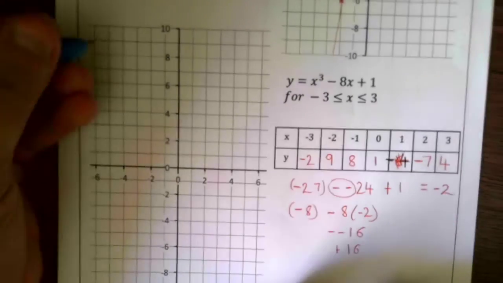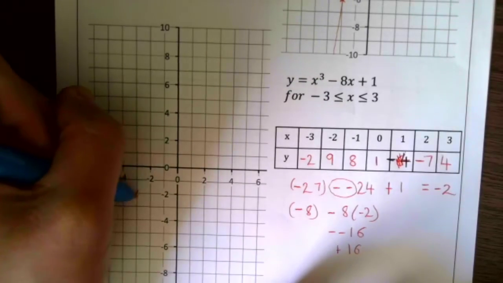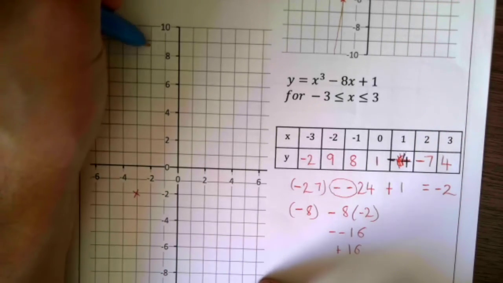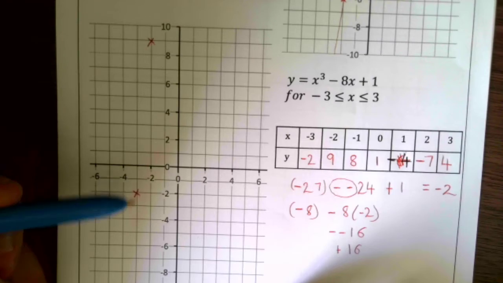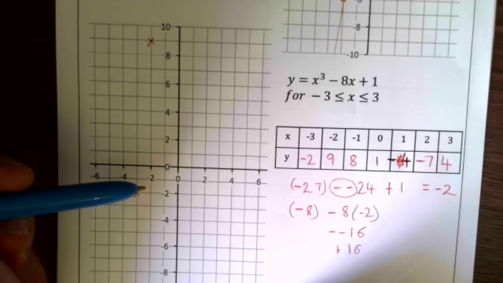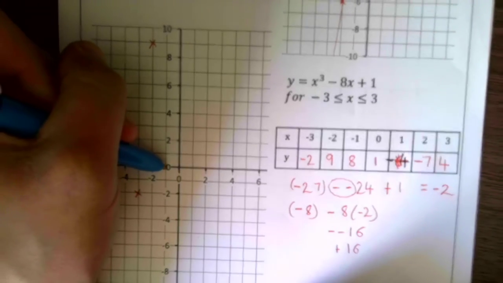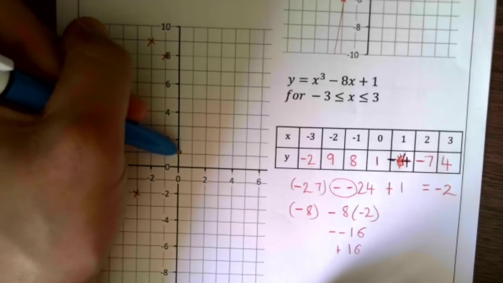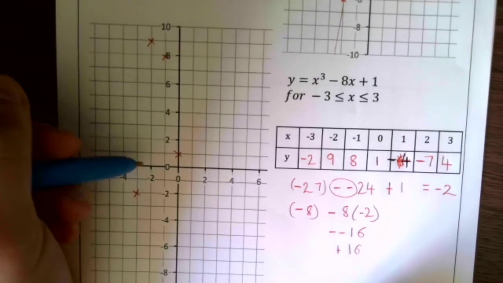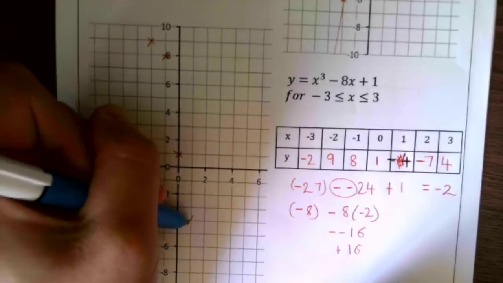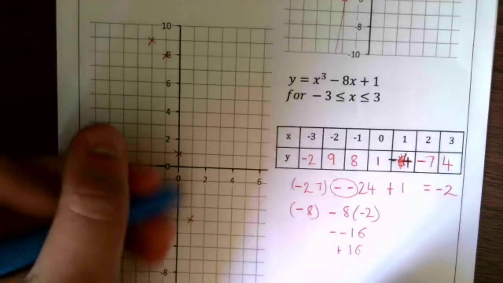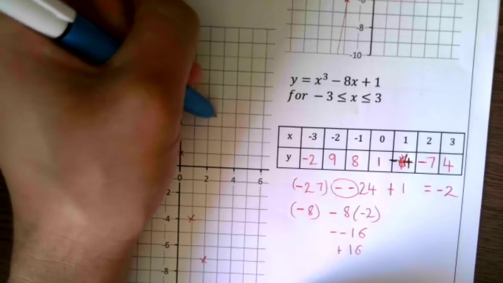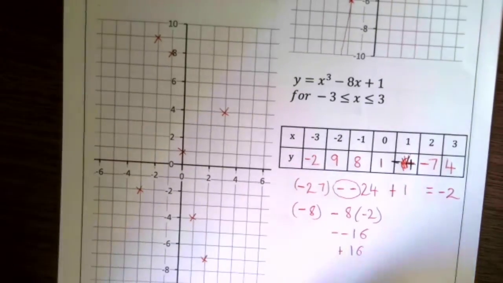So we've got negative 3, negative 2. I've got negative 2, 9. So we can see this one's already much more pronounced, isn't it? Negative 1, 8. So we can see it's starting to come back down. 0, 1. 1, negative 4. 2, negative 7. And 3, 4. So this is much different.